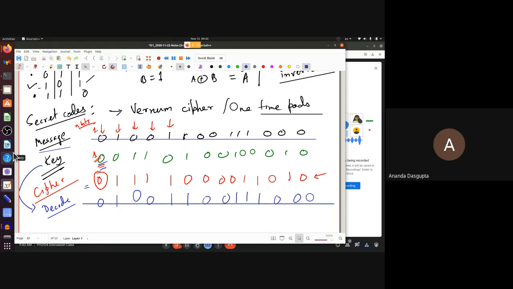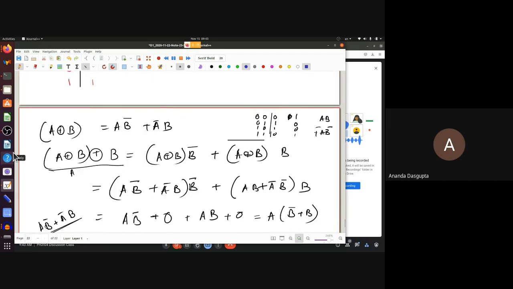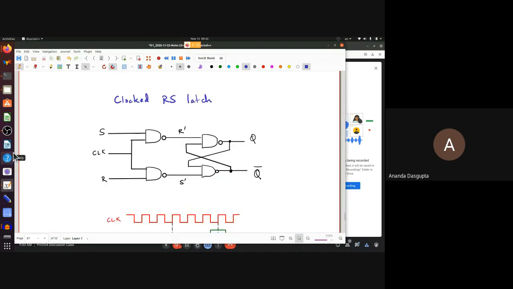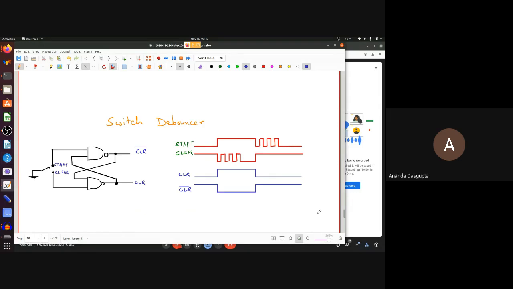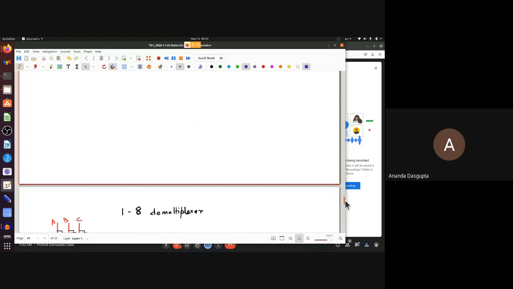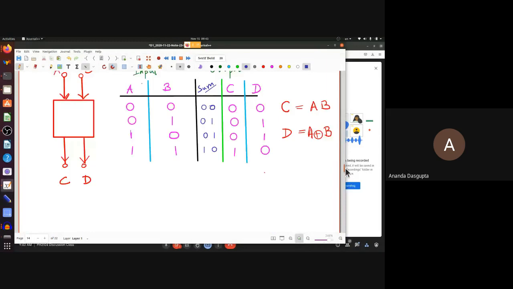But let me just point out that at the heart of all this is the simple behavior of the XOR gate, that if you XOR twice, you get back what you started with. Now, let me quickly go back to our XOR gate, because I've already spent way too much time on this.